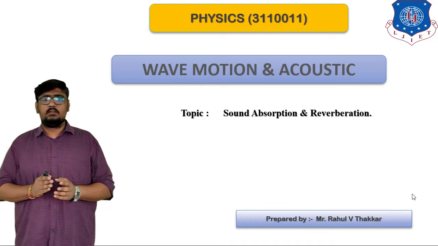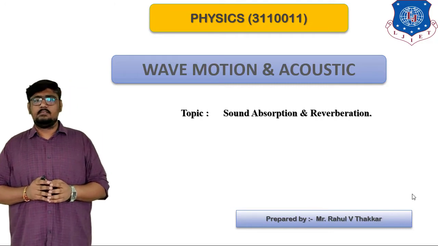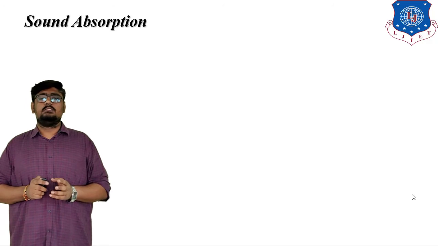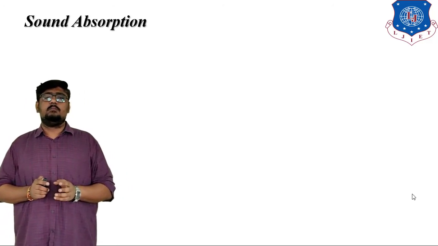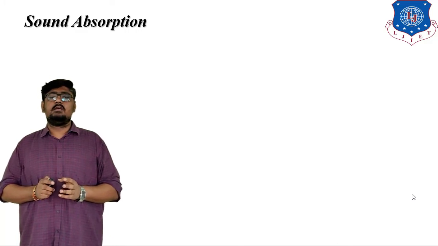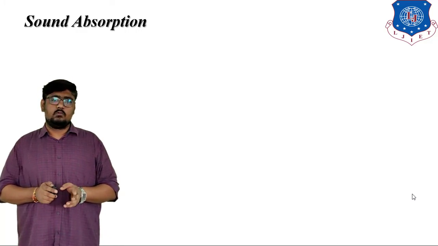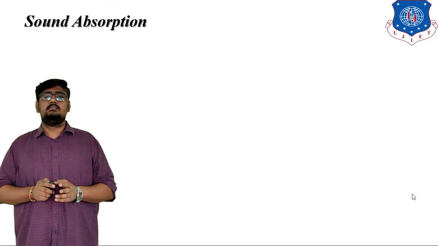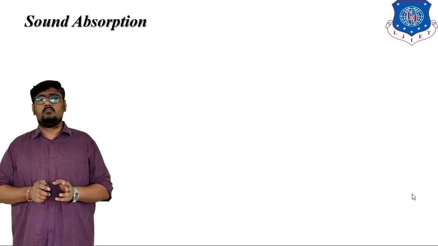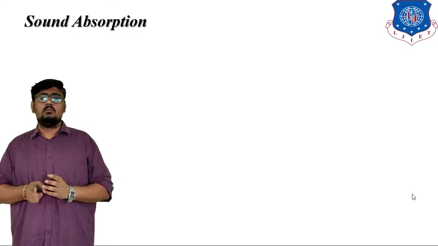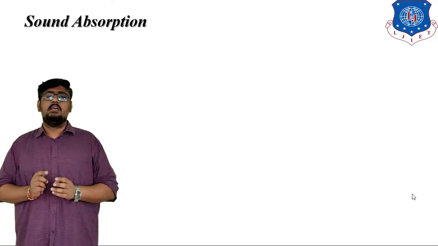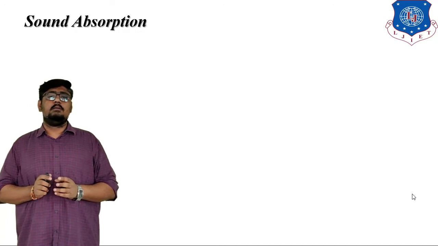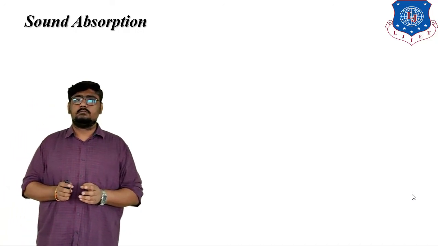So let us start with the first topic, sound absorption. Room acoustics describes how sound behaves in a space, that means the listener and the sound source are in the same room. If the room has nearly no sound absorbing surface, that is the wall, roof and floor, the sound will bounce between the surfaces and it will take a long time before the sound dies out.